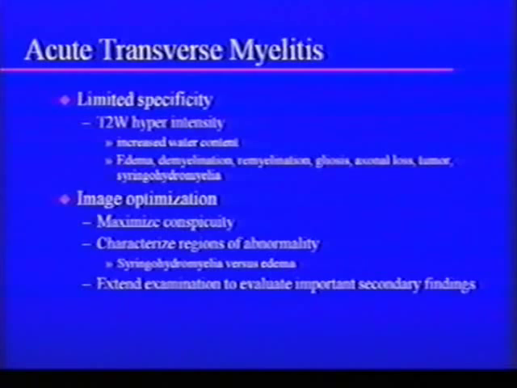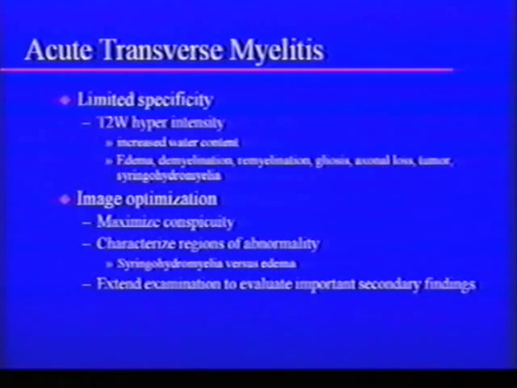There could be edema in the cord. There could be demyelination. There could be remyelination occurring. Gliosis. There could be axonal loss. There might be tumor there. There could actually be a cystic cavity in the cord called a syringohydromyelia.